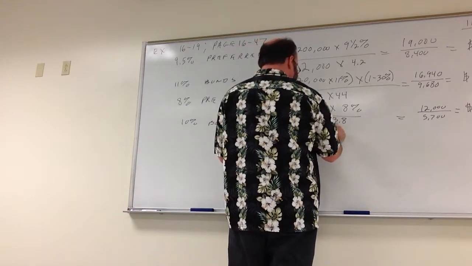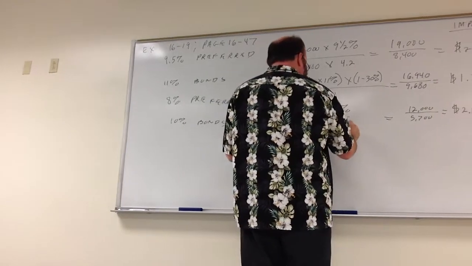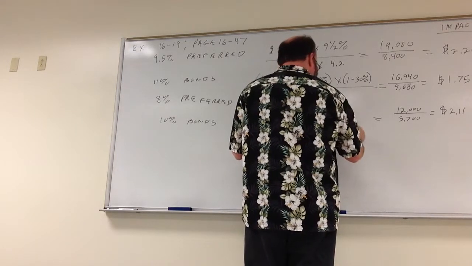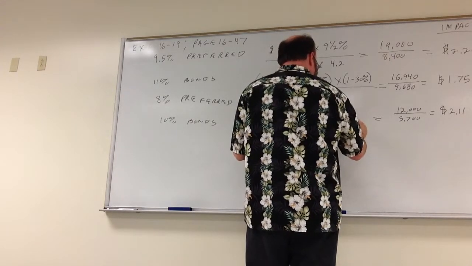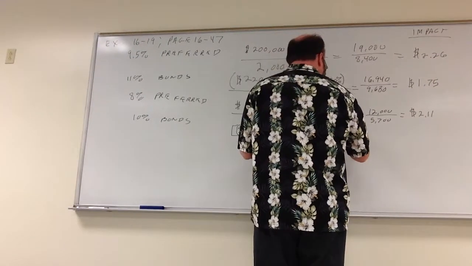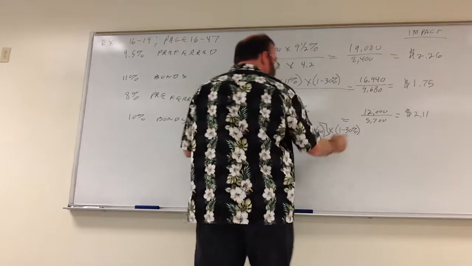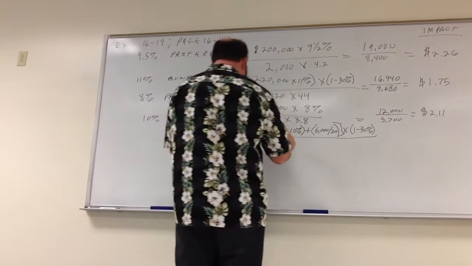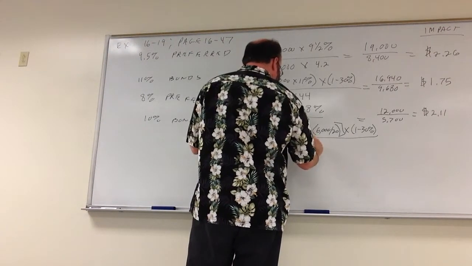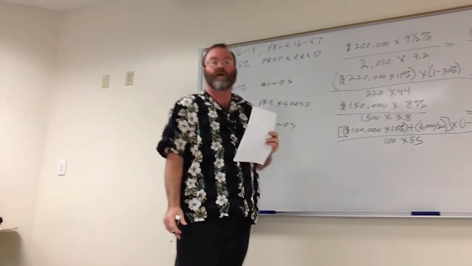we multiply it by the 10%, and then we add the 6,000 divided by 20, and then we multiply that whole thing times 1 minus 30%. All of that is going to be divided by the 100 bonds times each bond is convertible into 55 shares of stock.